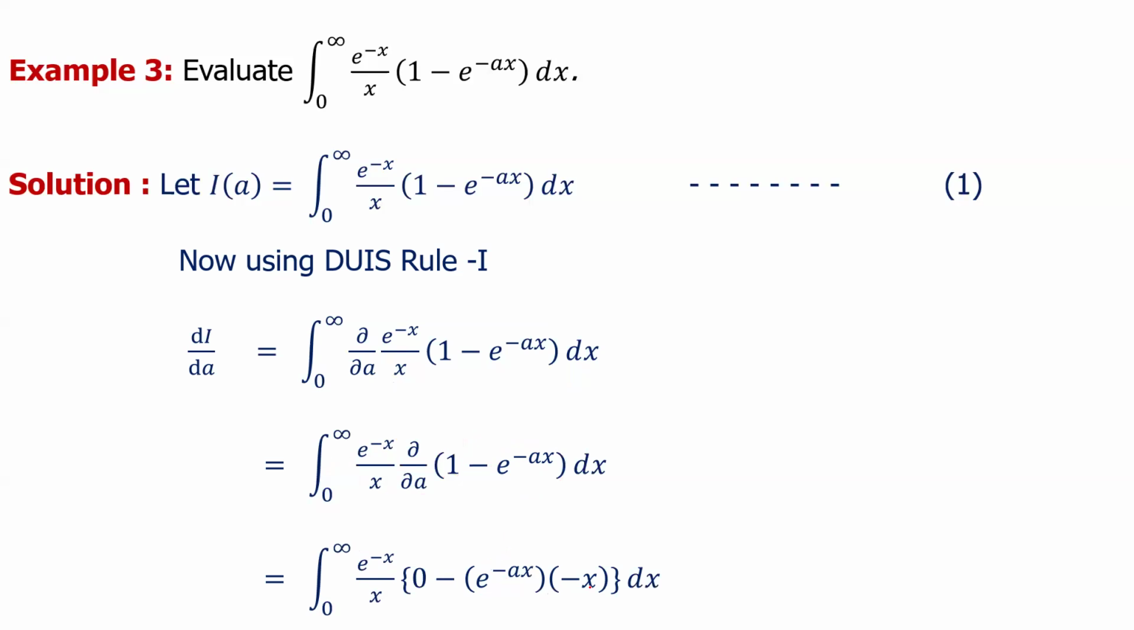I think this is clear, but let me again explain it. The derivative of 1 with respect to a is 0. The derivative of e^(-ax) is e^(-ax), and again the derivative of -ax with respect to a is -x. Now, this x and this x will cancel. This minus and this minus will become plus.